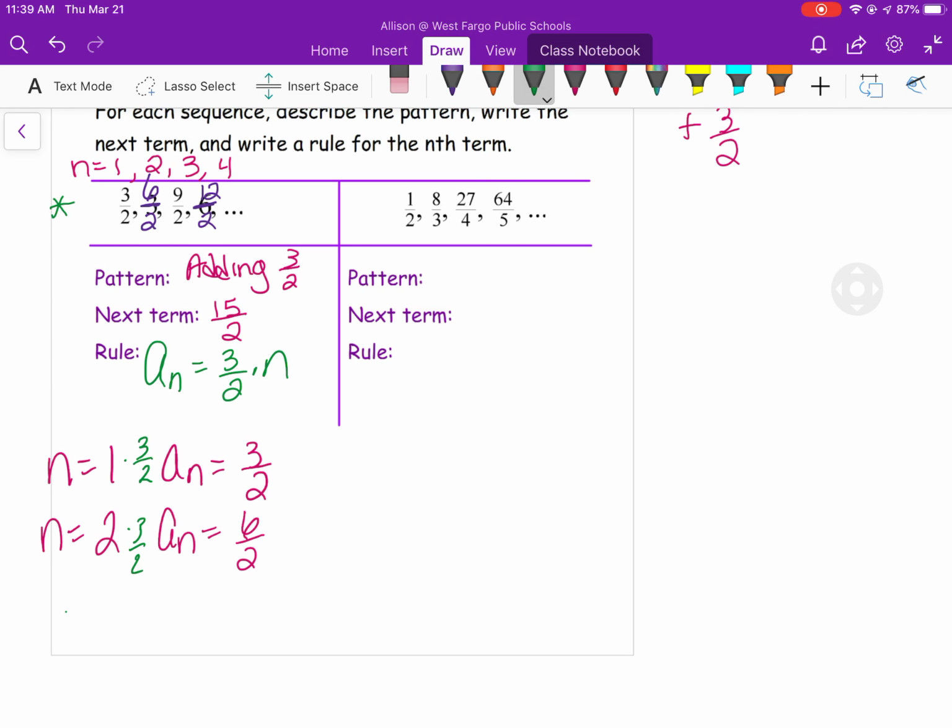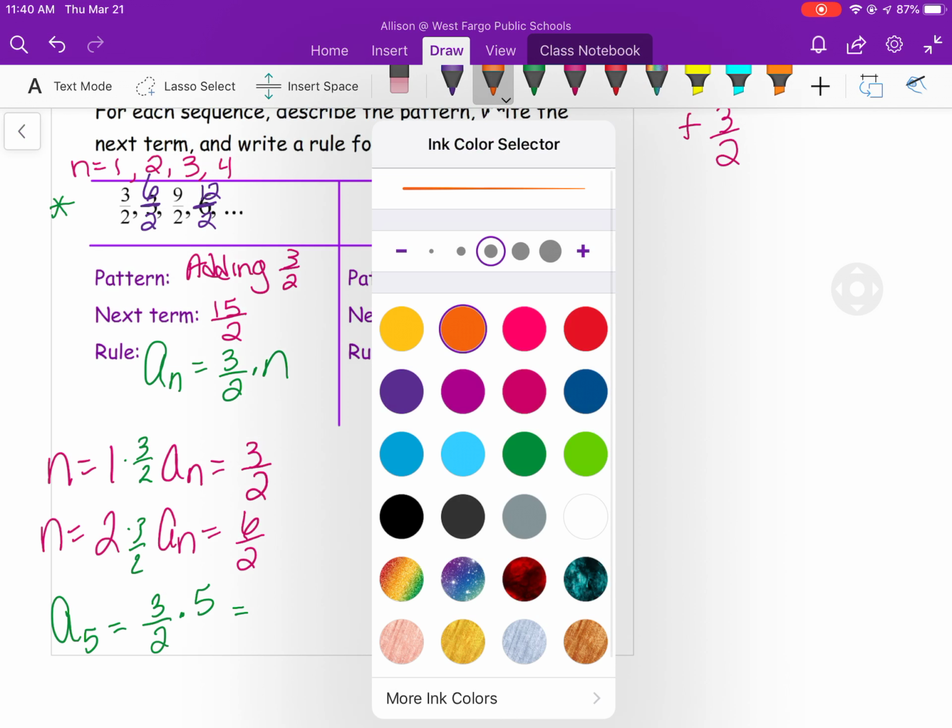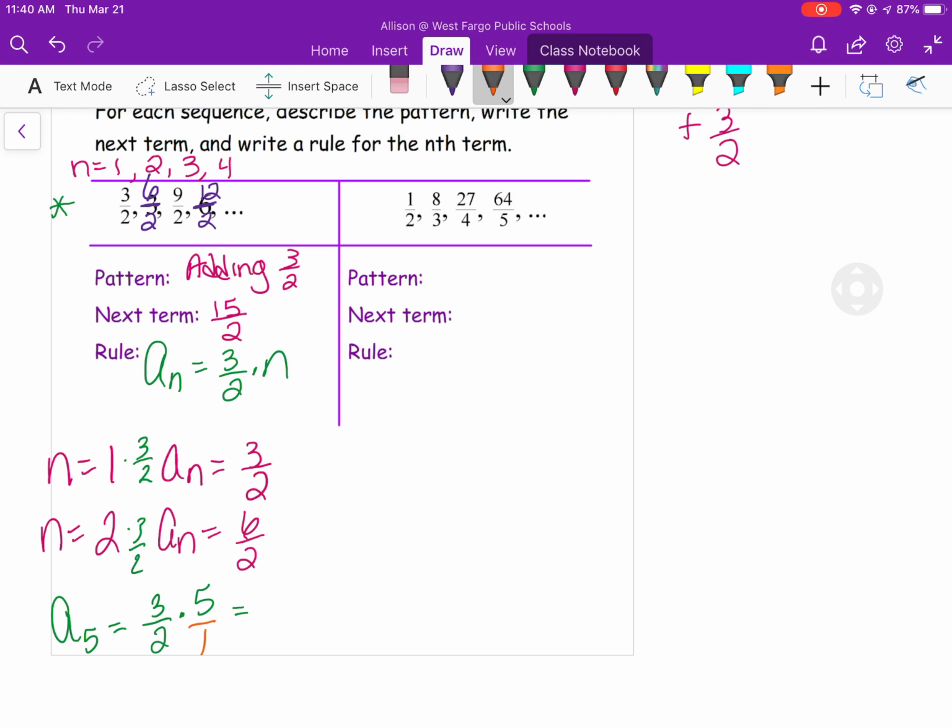So if I wanted to find the fifth term in the sequence, which I said was 15 halves, I tested it out: 3 halves times 5 equals 15 halves. Remember, you can multiply a whole number by putting it over 1. So we get 15 over 2. So it checks out. So that's your general rule for that sequence.